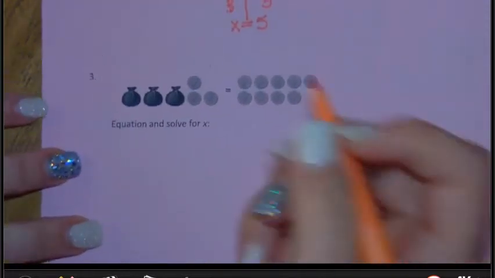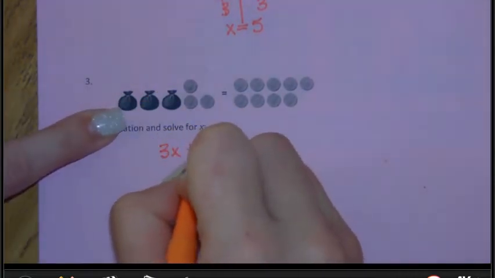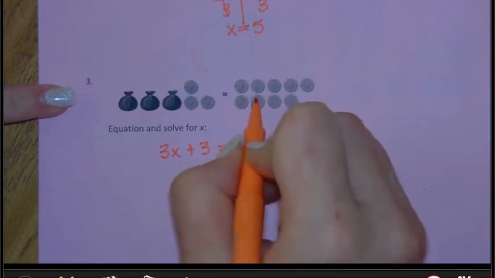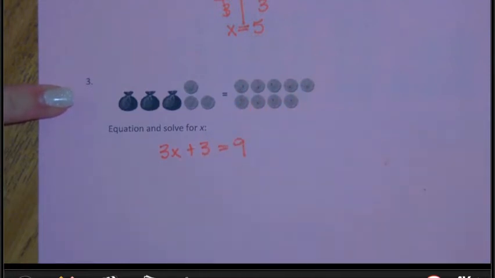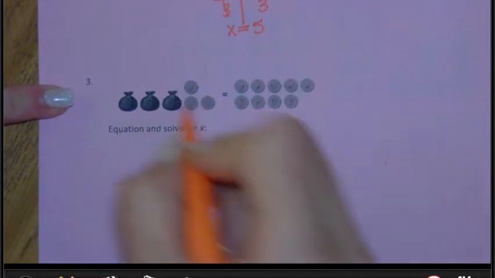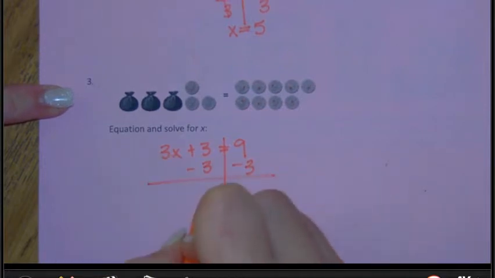All right, so for number 3, I see 3 bags on the left plus 3 coins on the left is equal to 1, 2, 3, 4, 5, 6, 7, 8, 9, is equal to 9 coins. I want to know how many coins are in each bag, so I'm going to take away 3 on both sides to get x by itself.